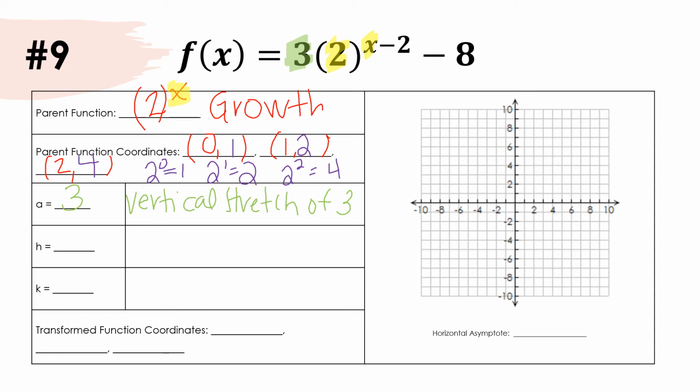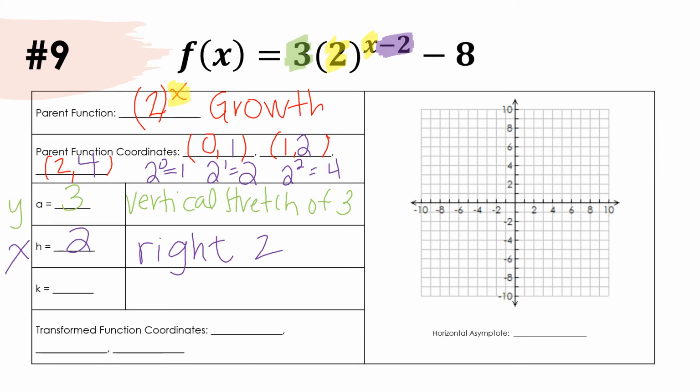H. H is what is after the exponent of x. Remember that it is opposite. So that looks like a -2, but it's actually a +2. And because it's next to x, it's going to go left or right. Because it's +2, it's going to go right 2. That will impact the x coordinate because it's going right. Going right changes x.